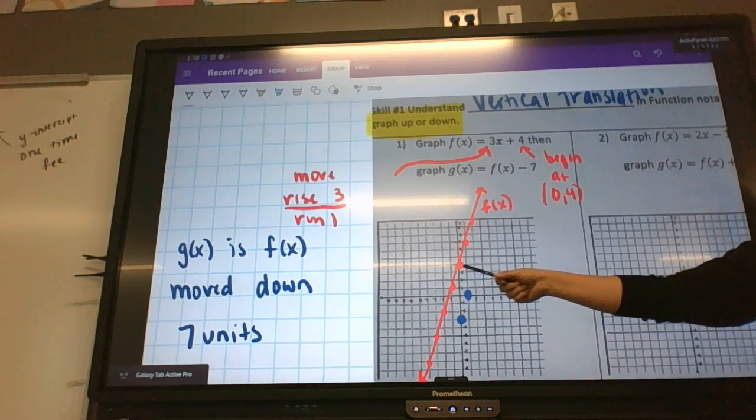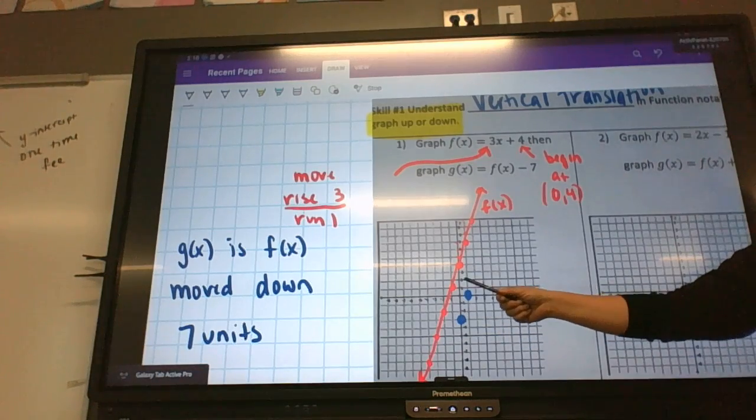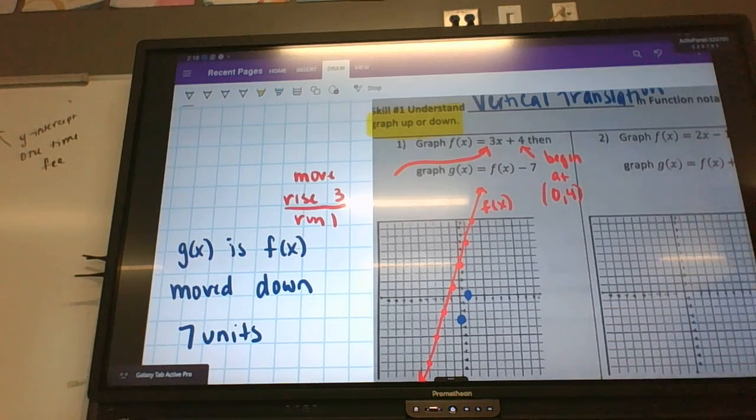Start with your pencil on a dot that you made. Count down 7 and make a new dot. That's it. Making a whole new line, 7 down. You got it again.